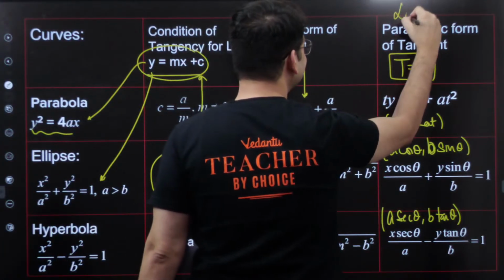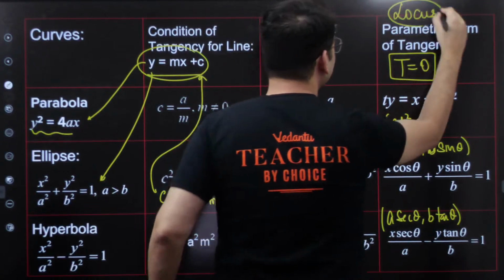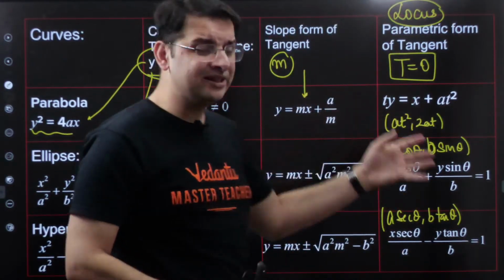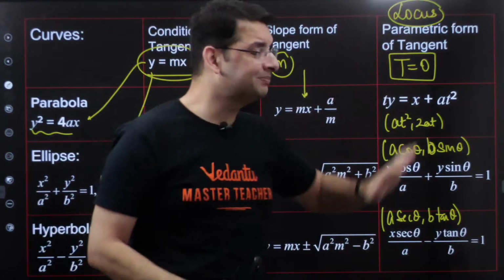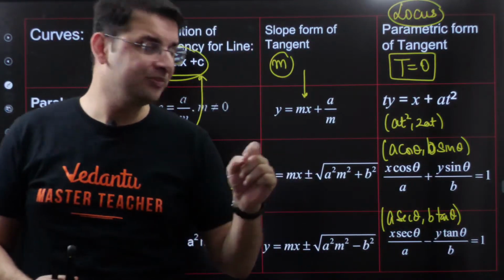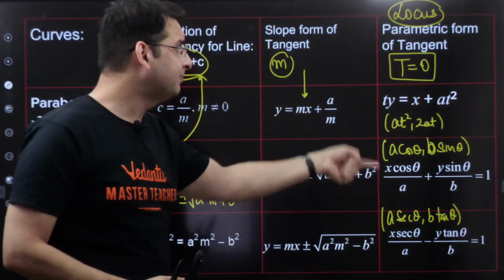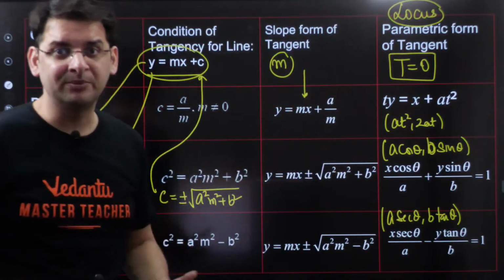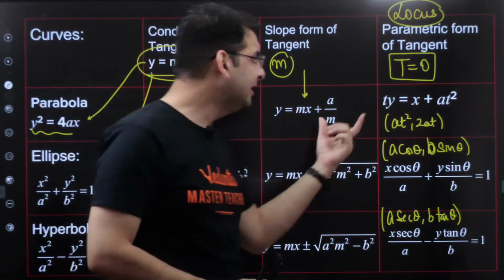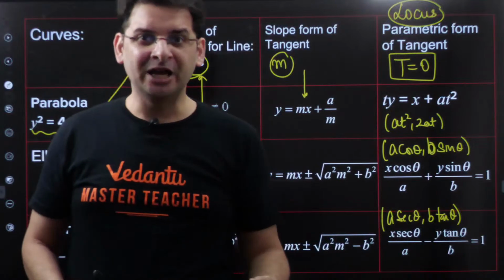Now, when do we use parametric? In case of the questions involving locus, right? So it is always beneficial that you use parametric equations of tangent of ellipse, parabola, hyperbola whenever the questions of locus come, because it is very easy to eliminate theta and t. Are you getting this, guys?